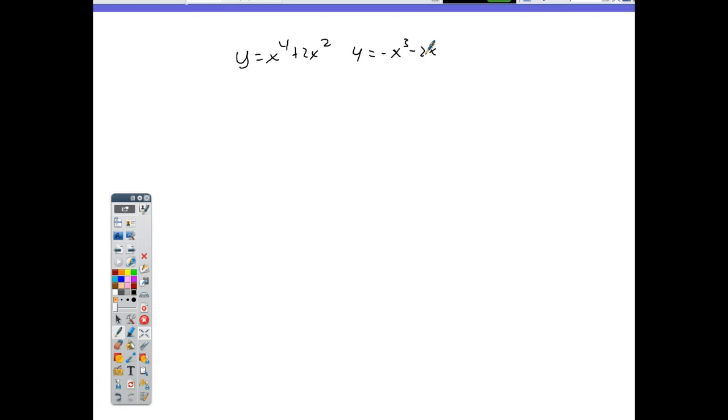All right. Okay, so I'm going to set the y's equal to each other. I get x to the fourth plus 2x squared equals negative x to the third minus 2x. I might then move them all over to one side: x to the fourth plus x to the third plus 2x squared plus 2x equals 0. I might notice there's no sign changes, so they're all going to be negative values.